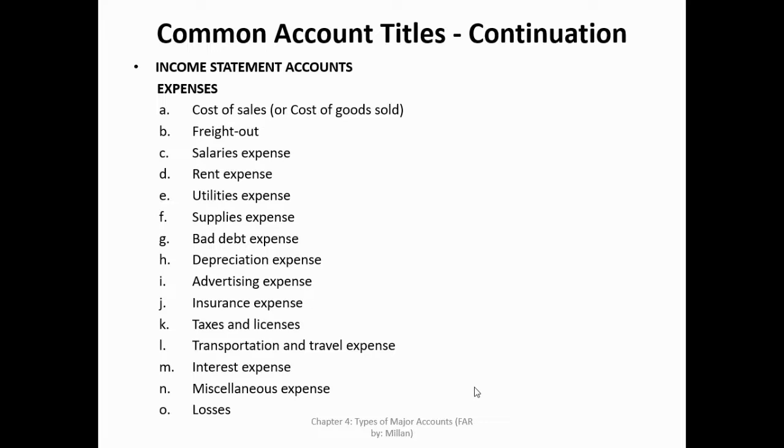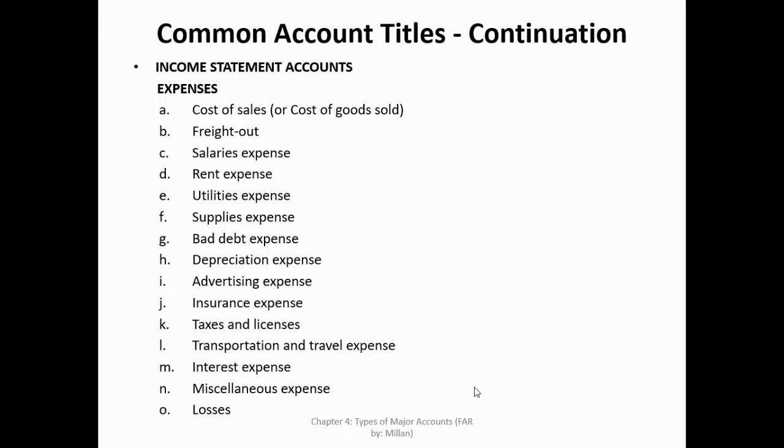Next is the interest expense. This represents the cost of borrowing money. So it is the price that a lender charges a borrower for the use of the lender's money. So other terms for interest expense are finance cost and borrowing costs. Counterpart nito yung interest income. So kung ikaw ang umutang at merong interest na babayaran, yun yung ire-record mo as interest expense.